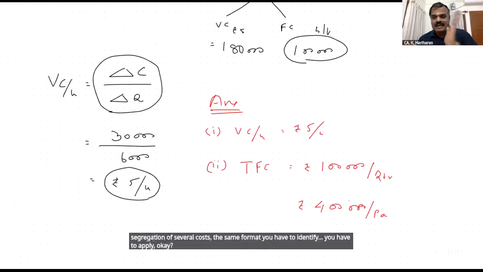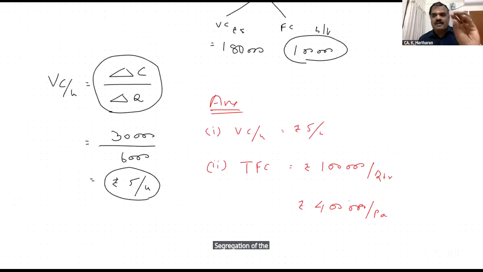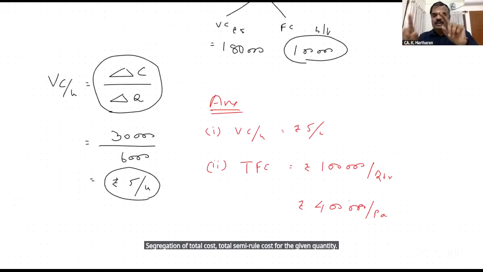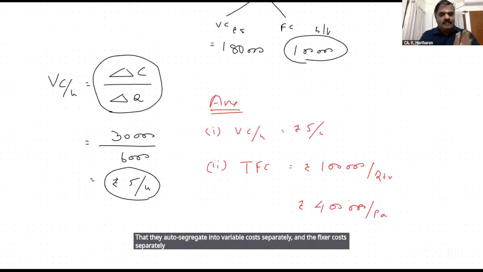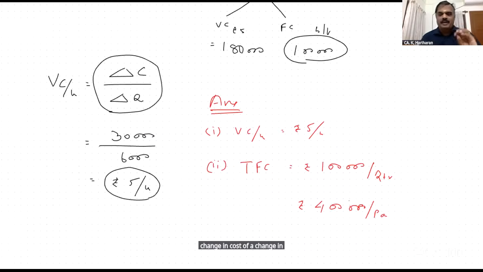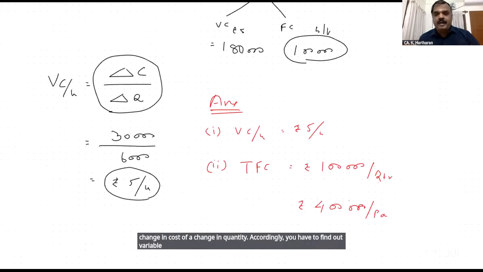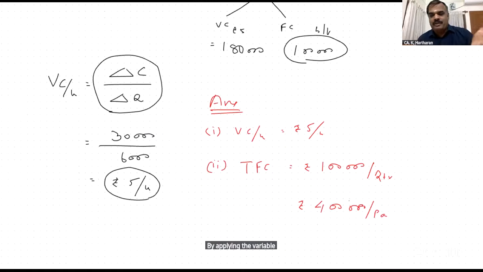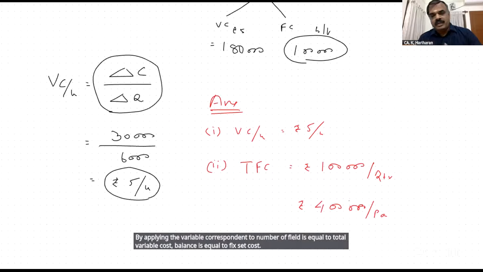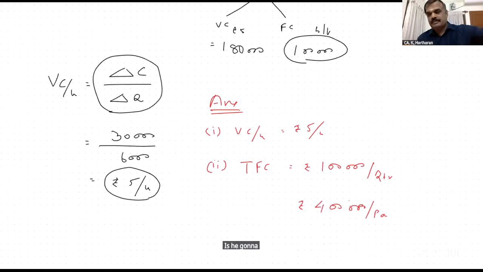Segregation of variable cost: total semi-variable cost for the given quantity, that you have to segregate into variable cost separately and fixed cost separately. Thereafter, variable cost per unit is equal to change in cost divided by change in quantity. Accordingly, you find variable cost per unit. Applying the variable cost per unit to the number of units gives total variable cost, and the balance is fixed cost. Easy? Yes, sir. Note it down.